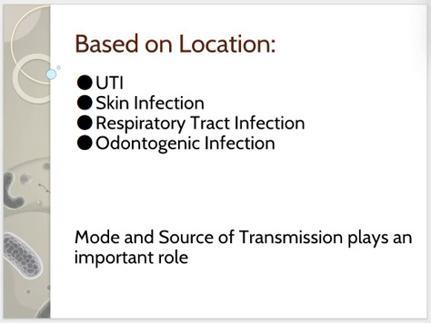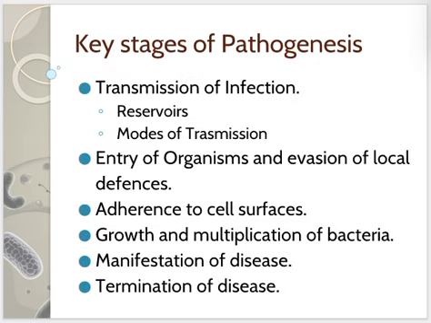Infections can also be categorized based on where they occur in the body. For example, urinary tract infections affect the urinary system. Skin infections involve the skin. Respiratory tract infections impact the lungs and airways, and odontogenic infections relate to the teeth and surrounding areas. What's crucial here is that the mode and source of transmission play a big role in determining where an infection takes hold. Understanding the location helps in diagnosing and treating infections effectively.